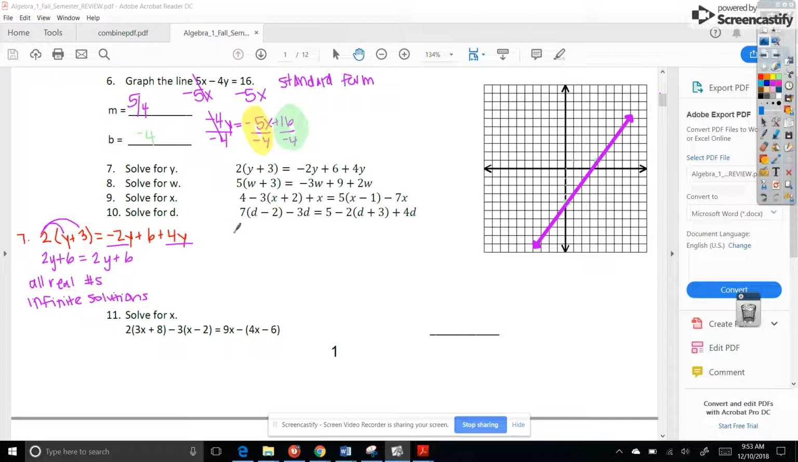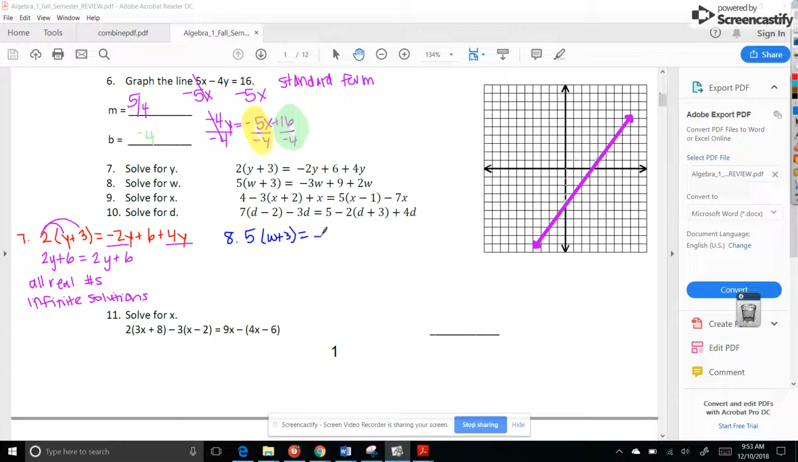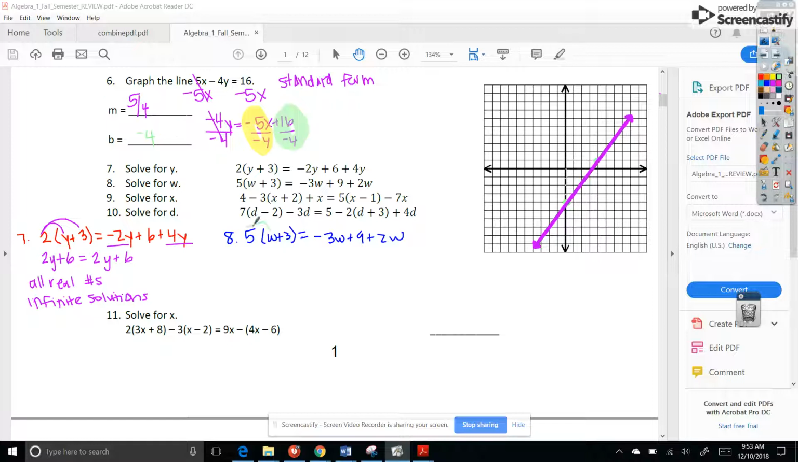Okay, let's look at number 8. 5w plus 3 is equal to negative 3w plus 9 plus 2w. Okay, same thing here. I'm going to distribute 5 times w, 5w, 5 times 3 is 15. Combining like terms, negative 3w plus 2w is negative w.